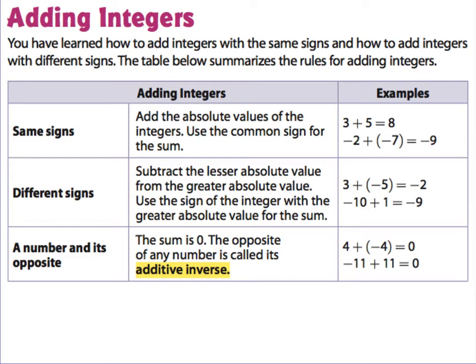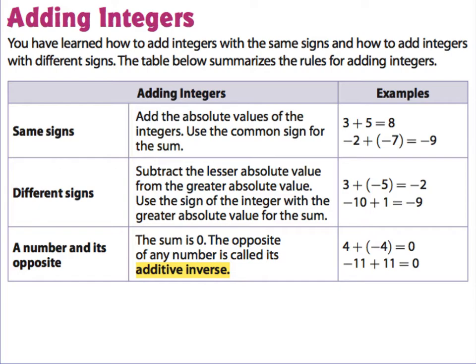All right, so you should have gone through and seen that we talked about additive inverse. So additive inverse, again, numbers that add to 0. And basically, the things that you've learned so far: when you add integers that have the same sign, you add the absolute values and then keep the sign.